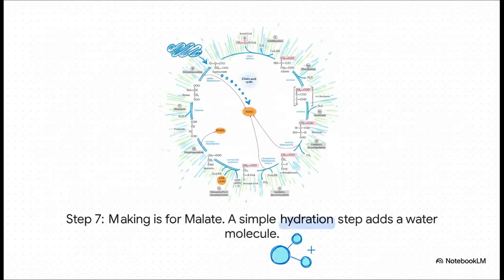Making stands for malate. This is another really simple setup step. A molecule of water is added to fumarate, and poof, it turns into malate. All this does is get the molecule into the right shape for the grand finale.